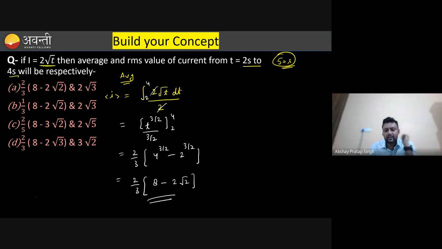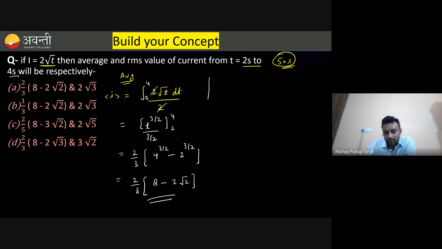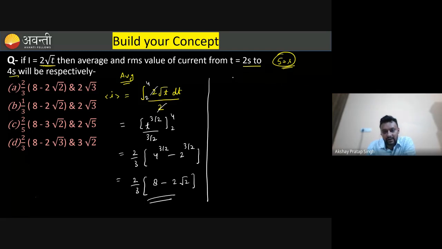So this is the average value of current. I hope this is clear. And this expression, 2 by 3 times 8 minus 2 root 2, is only in option A. So from here, you can see that option A is actually correct, because this option is nowhere else except option A. So you can directly mark it, but we are here to learn the concept. That's why I am going to solve for the RMS value as well.